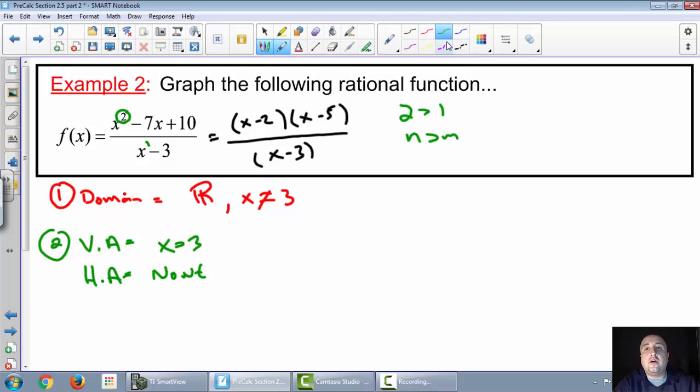Okay. The next step, step 3, is to find the x-intercepts. Okay, and the x-intercepts are what make the numerator 0. So what makes x minus 2 0?